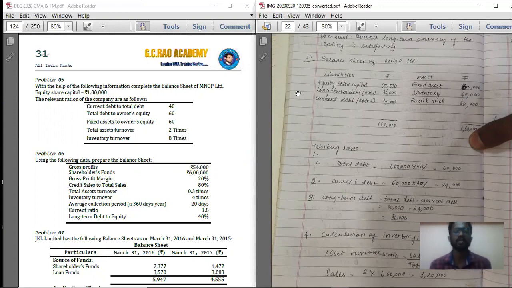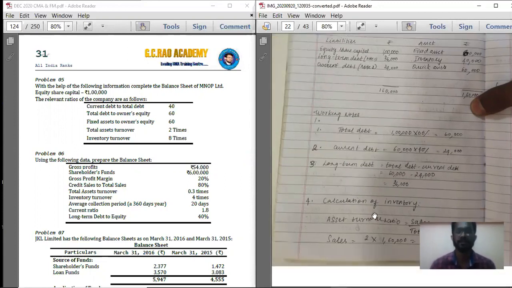Then inventory turnover. What is the formula for inventory turnover ratio? Cost of goods sold or sales, any one value, divided by average stock, that is opening stock plus closing stock divided by 2. That is the inventory turnover ratio. So these are the different ratios they have given. With this we have to formulate the balance sheet.